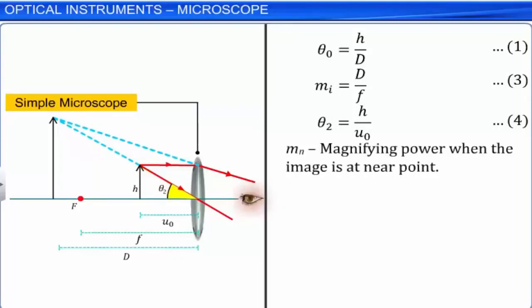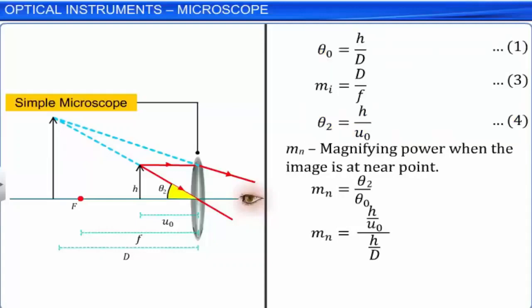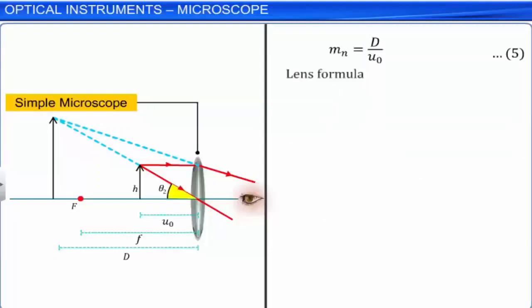But from the lens formula, we have 1 by u is equal to 1 by v minus 1 by f. Using the Cartesian sign convention, we can write that u is equal to minus u0, v is equal to minus d. Substituting these values in the lens formula and then multiplying both sides with minus d, and on further simplification, we get d by u0 is equal to 1 plus d by f.